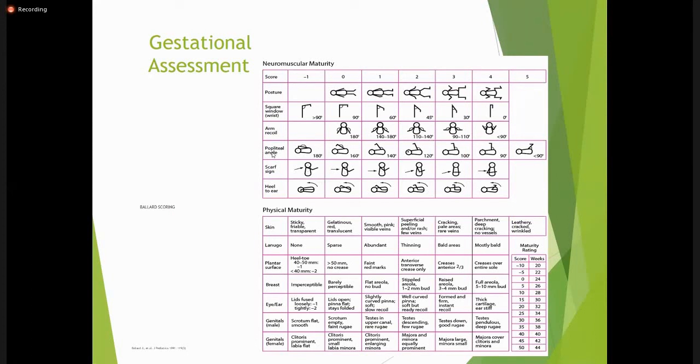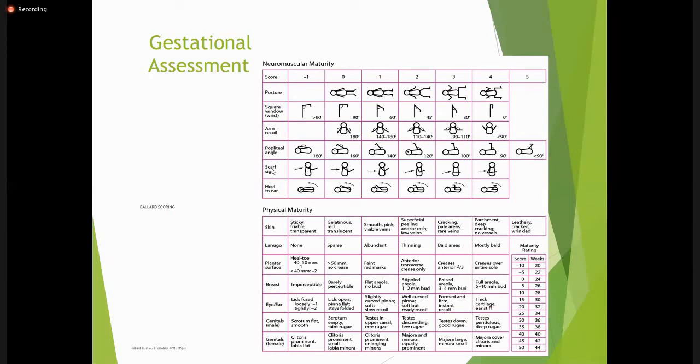Then comes the popliteal angle. It's very simple. You just extend the knee and see what angle it makes in the popliteal area, and compare it accordingly. This is actually the back of the thigh.